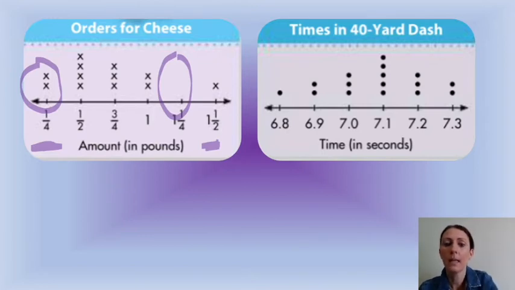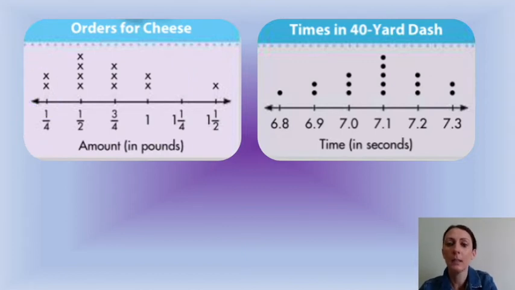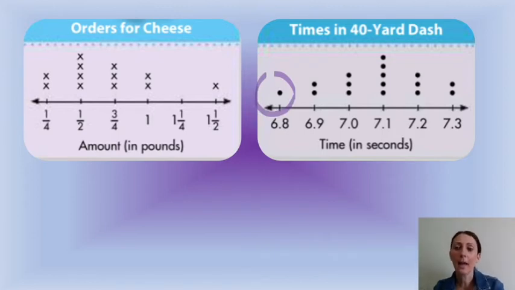Now, let's take a look at the times in the 40-yard dash. You can see that now we don't have x's. This time we have dots. It's the same thing. You can put an X or you can put a dot. Personally, I like the X's because I feel like they stay separated as you're building your line plot.